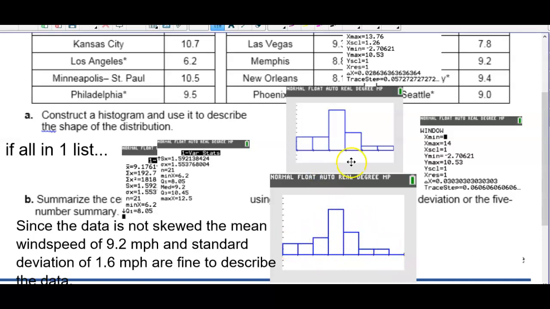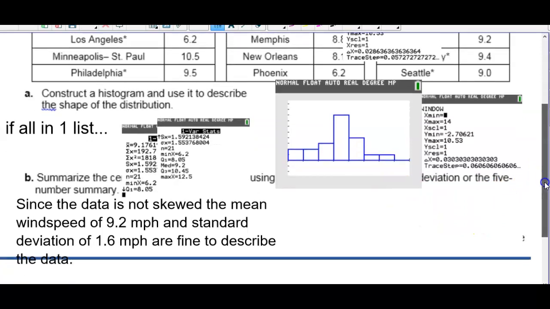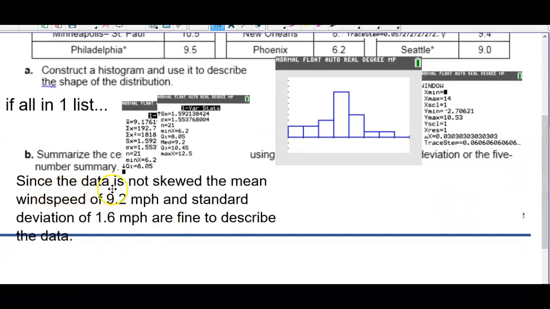I really don't think either one of those is particularly skewed. This one especially kind of looks like the mean and median would be close to the center. All right, so it says summarize the data using either one based on your synopsis. I said since the data is not skewed, the mean wind speed of 9.2 miles an hour and standard deviation of 1.6 miles an hour are fine to describe this data. So it said summarize it, and we didn't need the 5-number summary and all that because it was symmetric.